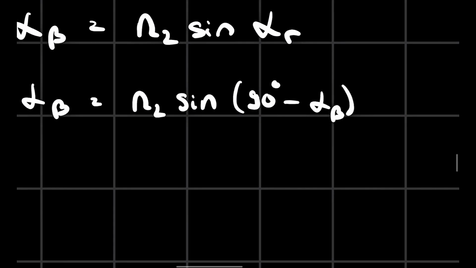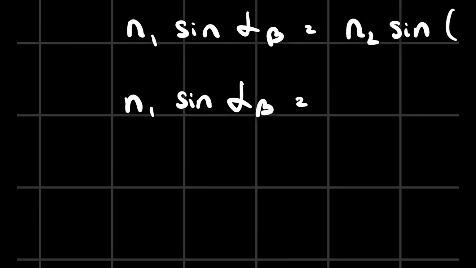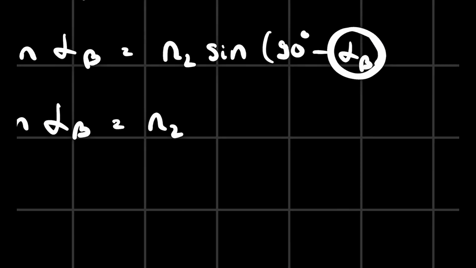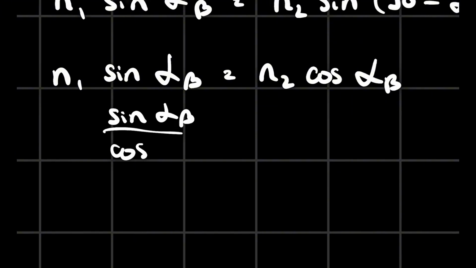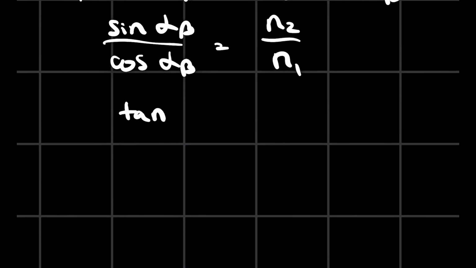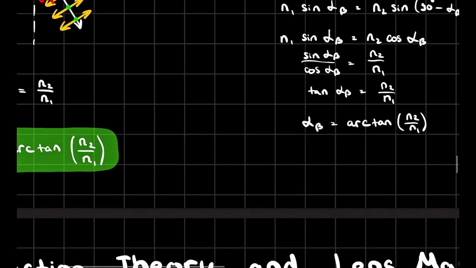We know that sine of 90 minus alpha gives us cosine. So this becomes N1 sine Brewster's angle equals N2 cosine Brewster's angle. Now I can move the cosine to one side and N1 to the other, and you can see where the formula comes from. Sine alpha Brewster divided by cosine alpha Brewster equals N2 divided by N1, which is tangent alpha Brewster. To find the angle itself, it equals arctangent of N2 divided by N1, and that's how we get the formula.